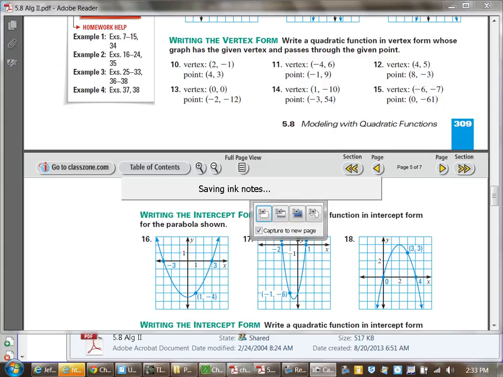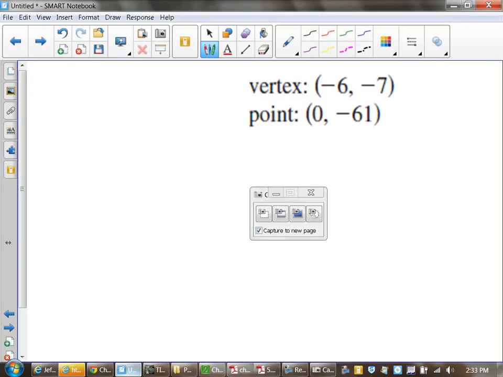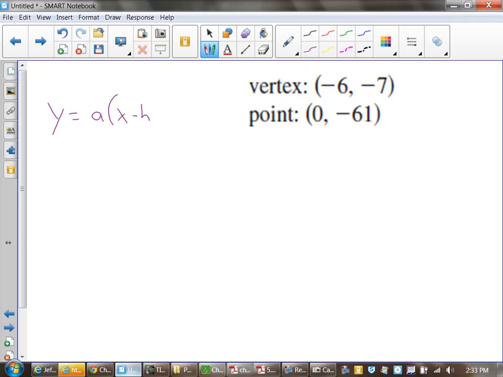So if you want to write it into vertex form, that means you had to be given a vertex and a point, which means you have to remember what vertex form looked like. That was y equals a(x minus h) quantity squared plus k. When I have a vertex and a point, I'm given 4 out of the 5 variables here. I have to find a. That's what you're doing for all these three types.